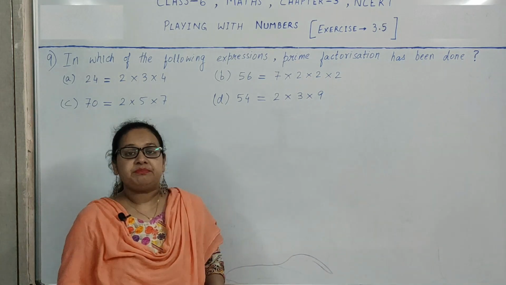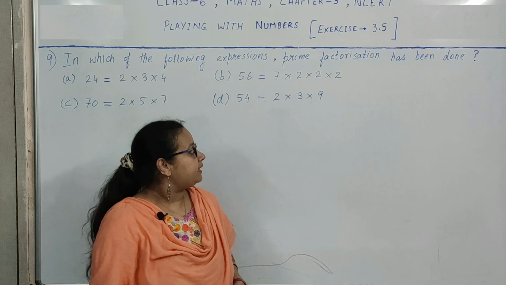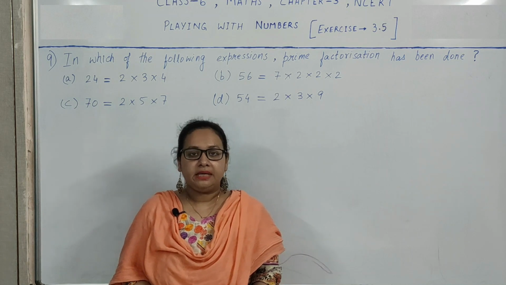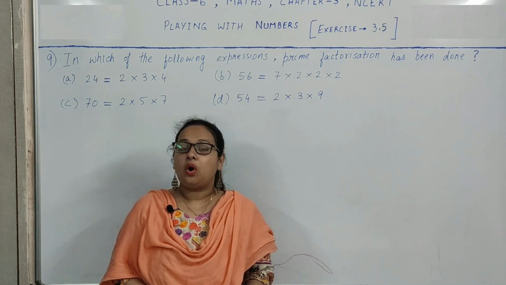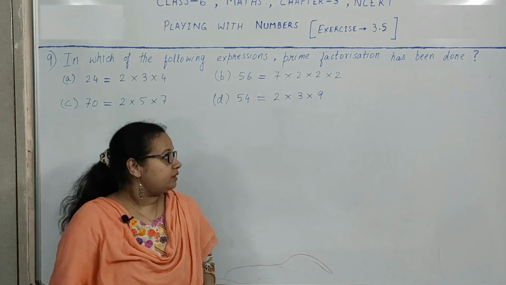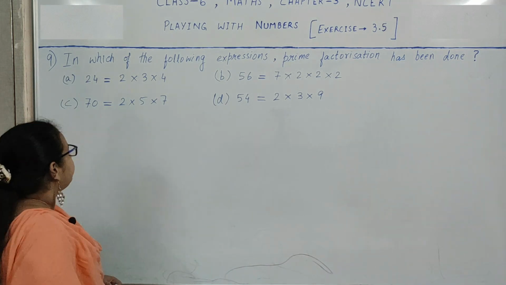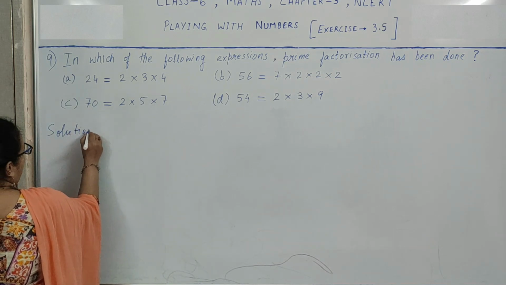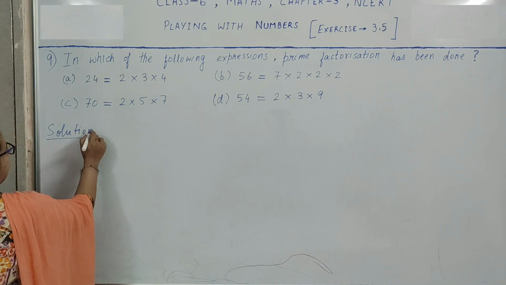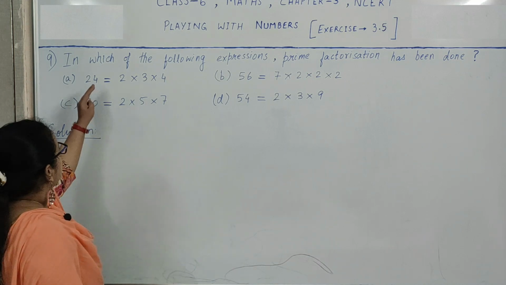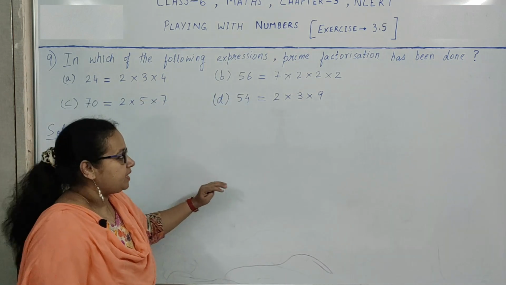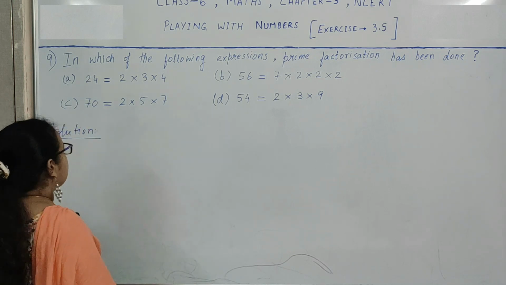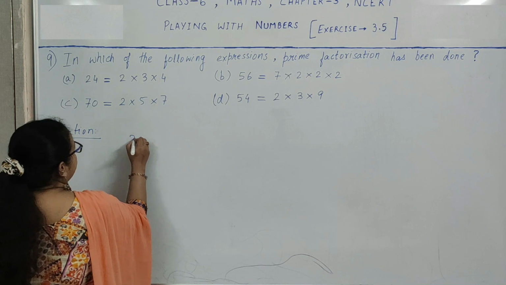So you must know what prime factorization is. This question might appear difficult to you, but I will explain it very clearly and very easily, and I will explain all the terms and all the concepts related to this question so that you can understand it very clearly, right? So let's do the solution and understand all the concepts related to this. So we have to find in which of the following expressions prime factorization has been done, right? So let me explain it from the very basic.